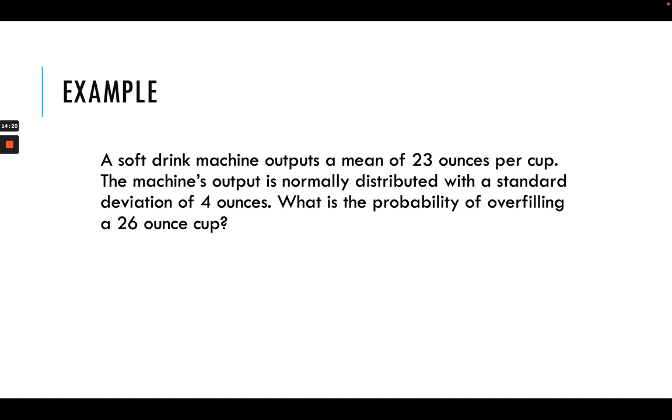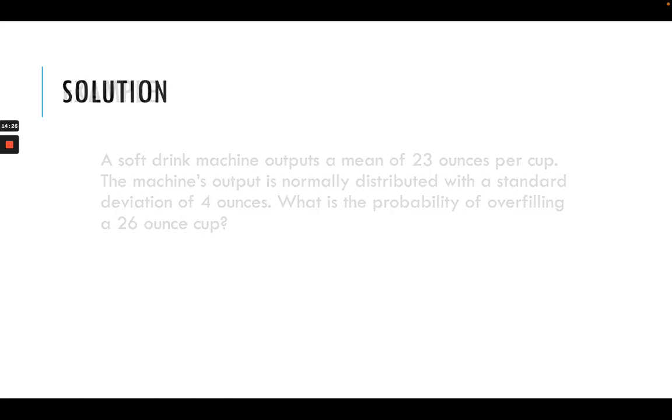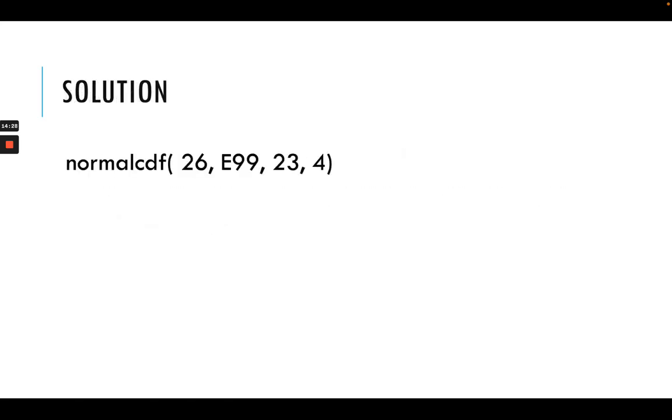And so here we're looking for the probability of overfilling a 26-ounce cup. And so our setup should look like this. We're looking for overfilling, and so everything to the right of 26. And so our lower bound is going to be 26, our upper bound E99, the mean 23, the standard deviation 4. And that should come around as 0.2266. And so this ends this video here, looking at the normal CDF function to find a probability.